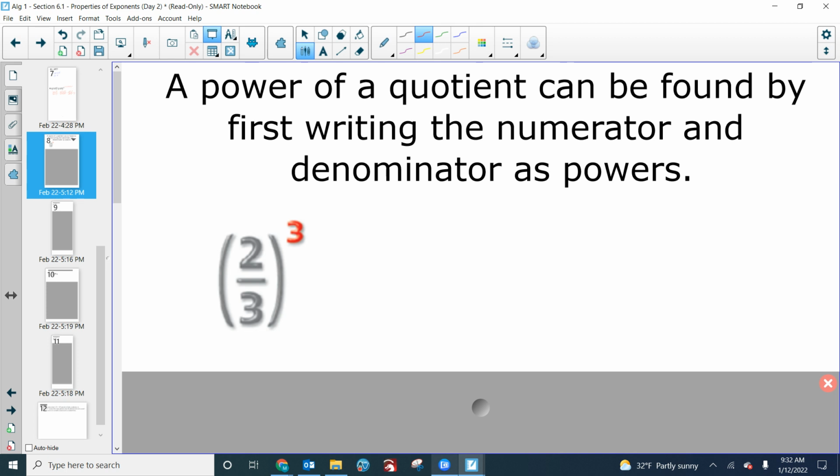Now, what if we are handed a fraction raised to an exponent? We're going to make a little shortcut out of this too. 2/3 to the 3rd power. What's another way to explain that to someone who's first learning exponents? 2/3 to the 3rd power is thought of as 2/3 times 2/3 times 2/3. This is the long way.